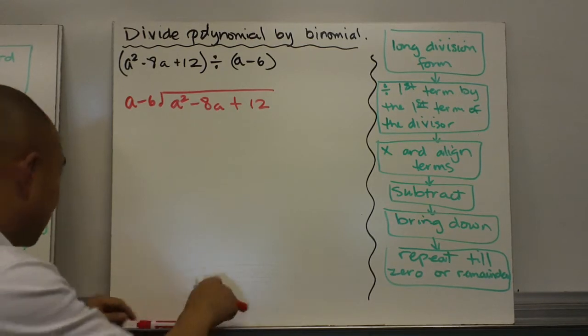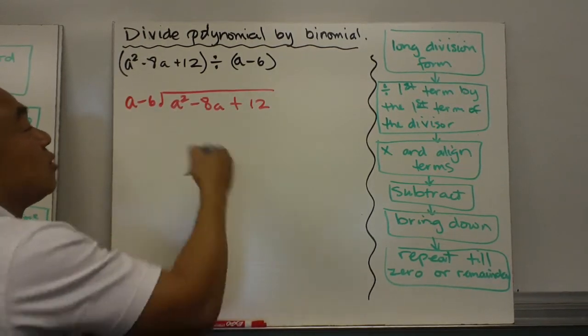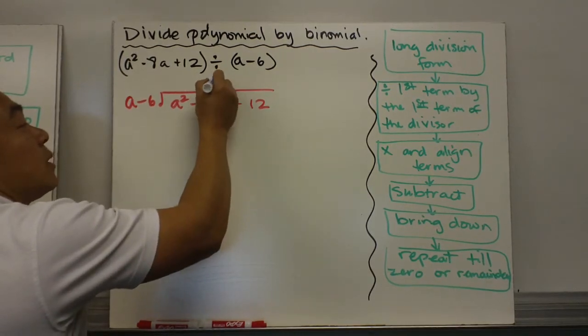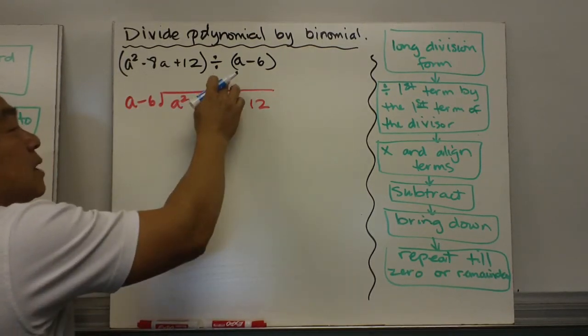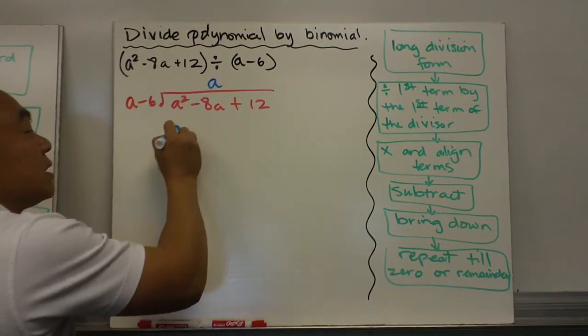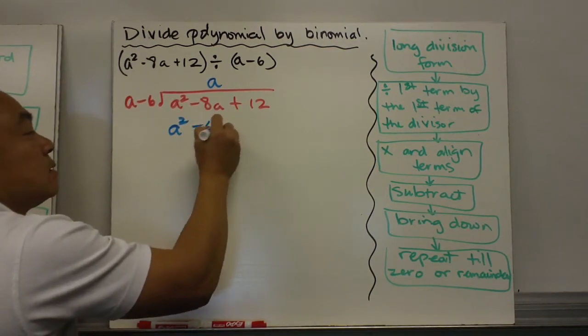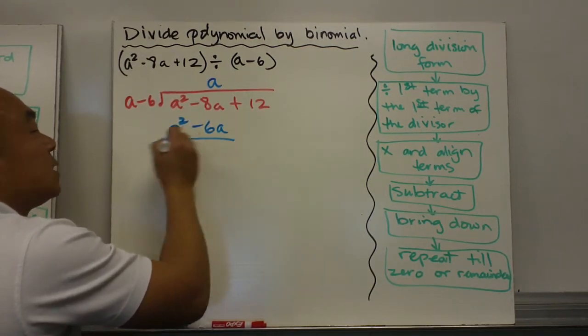So if you notice, I'm going to go ahead and multiply an a to this in order to get rid of that. So here I'm going to go ahead and write down a. Since I'm going to take this, just like in whole numbers, you're going to take this times this. A times this is going to give us a squared. Don't forget, you're going to distribute that to the negative 6. So it's negative 6a. And once again, you are subtracting.